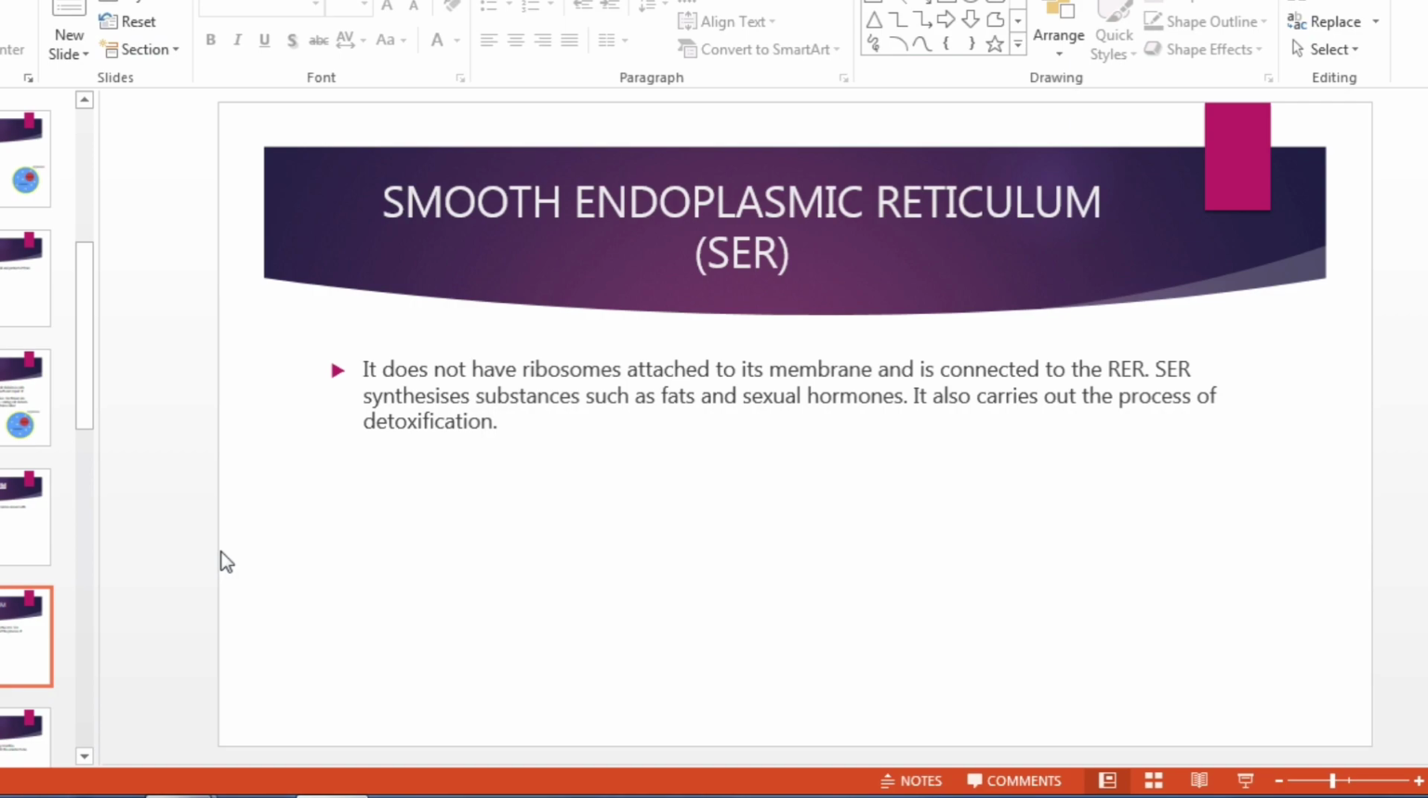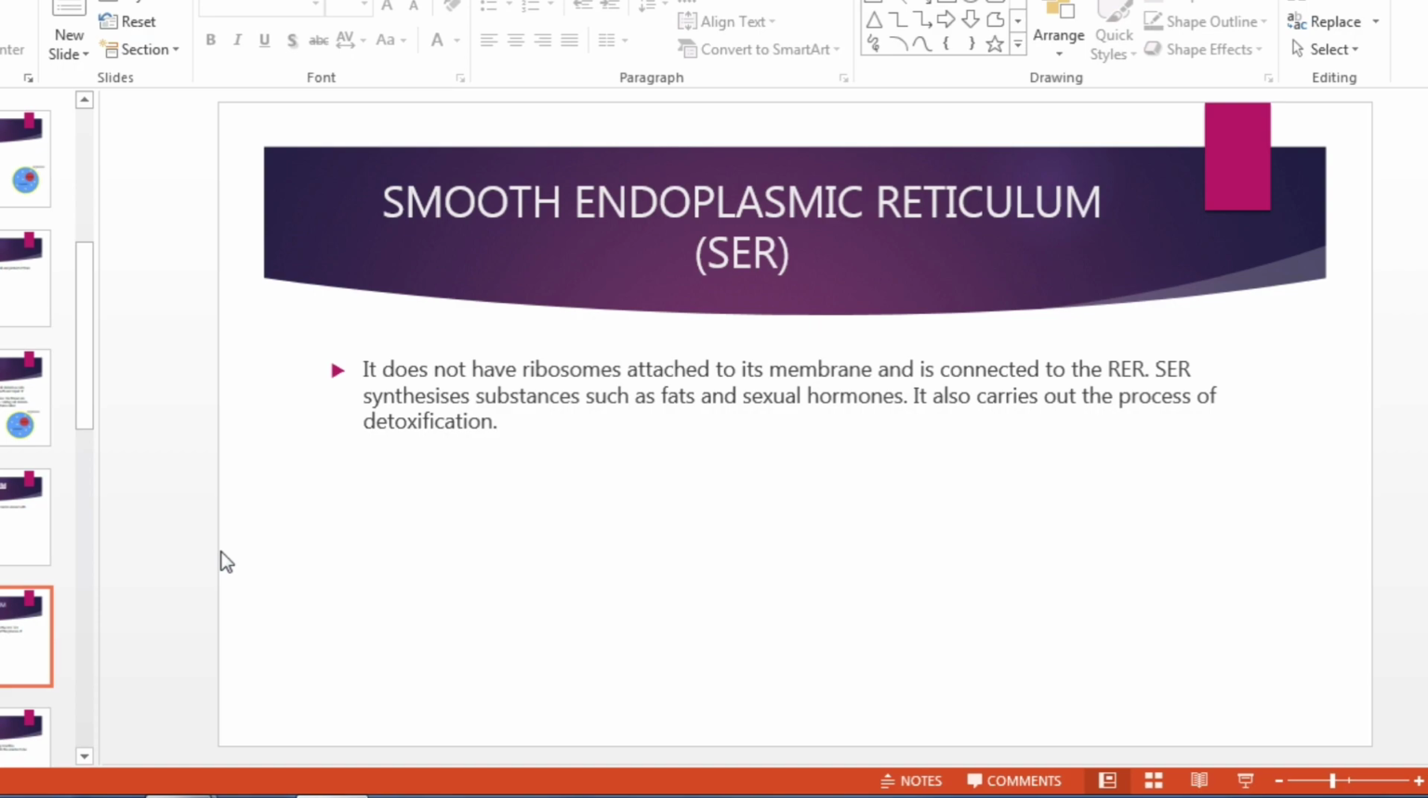The next cell organelle is the smooth endoplasmic reticulum. It is the same as the rough endoplasmic reticulum, but the difference is that it does not have ribosomes attached to its membrane, so that's why it's smooth. The second difference is that it carries out the process of detoxification, which means it breaks down toxic substances into harmless materials to be excreted from the body.